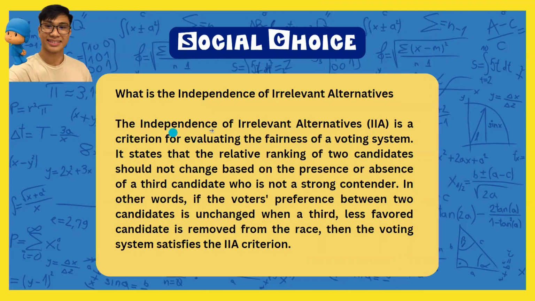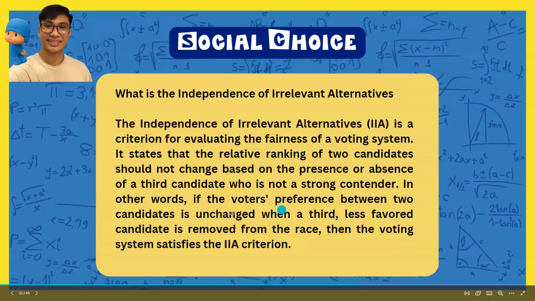So the independence of irrelevant alternatives, or IIA, is a criterion for evaluating the fairness of a voting system. It states that the relative ranking of two candidates should not change based on the presence or absence of a third candidate who is not a strong contender. In other words, if the voters' preference between two candidates is unchanged when a third or less favored candidate is removed from the race, then the voting system satisfied the IIA.